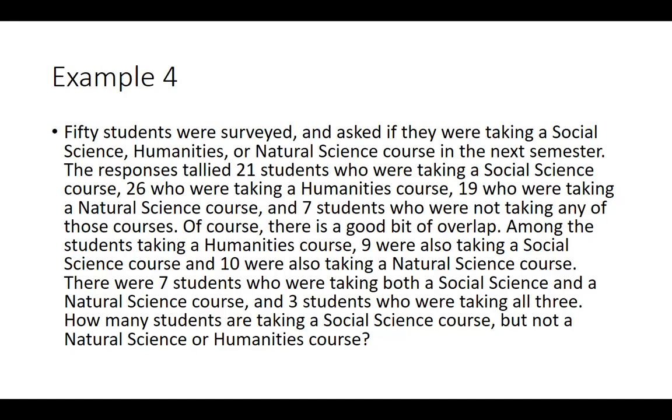Among the students taking a humanities course, 9 were also taking a social science course, and 10 were also taking a natural science course. There were 7 students who were taking both a social science and a natural science course, and 3 students who were taking all 3. How many students are taking a social science course, but not a natural science or humanities course? There is a lot to unpack here.